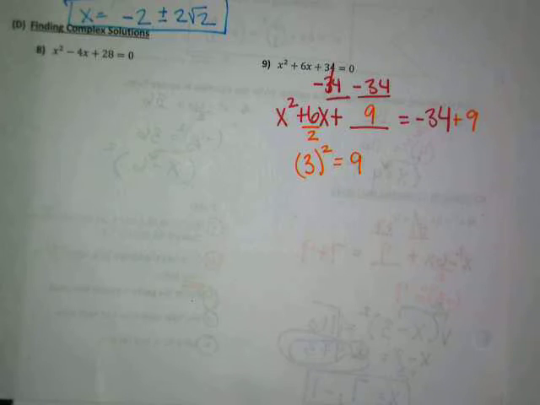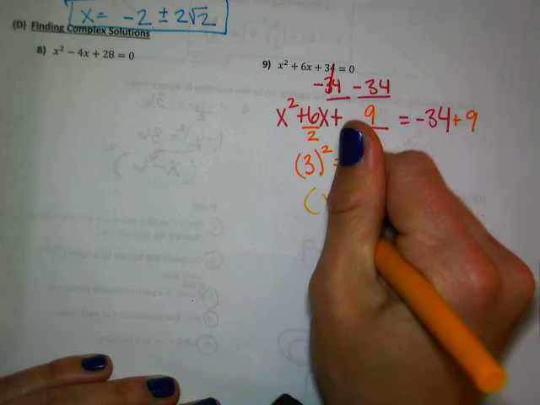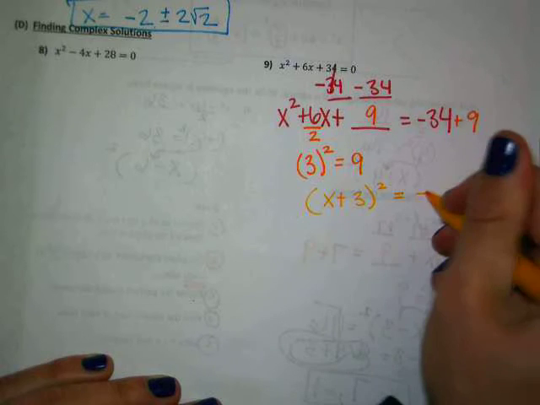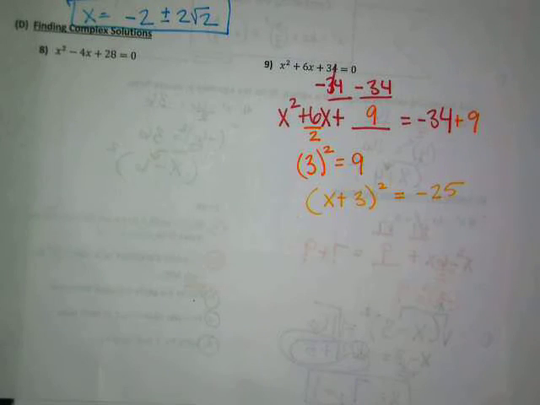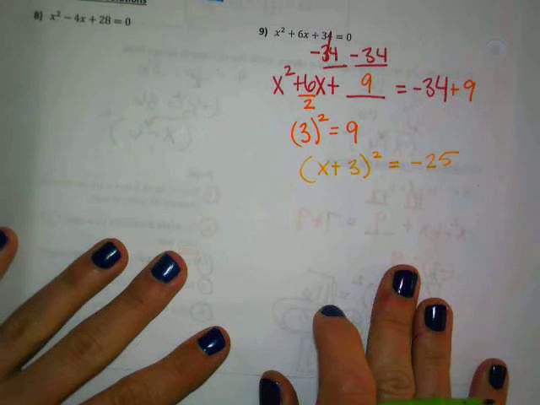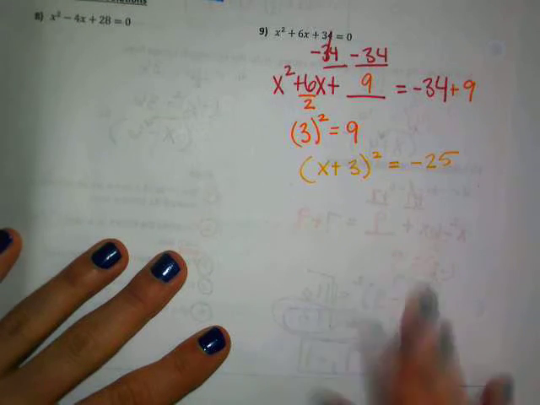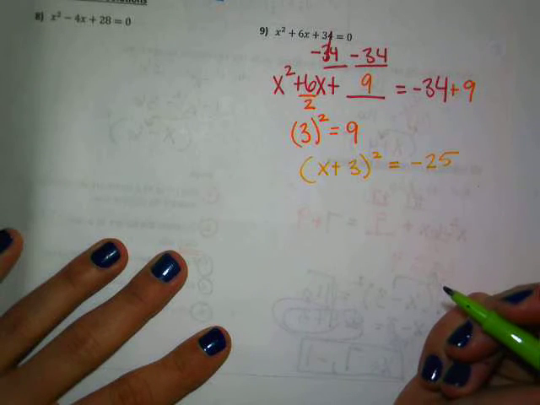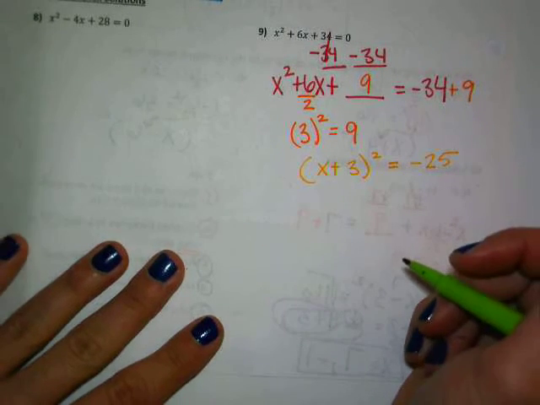Factor. Negative 25. That's okay. So x plus 3 squared equals negative 25. Oh, that's right. I feel like square root. What's up, Haley? I'm going to forget to always add it to both sides. Yep, that's one of the common mistakes.